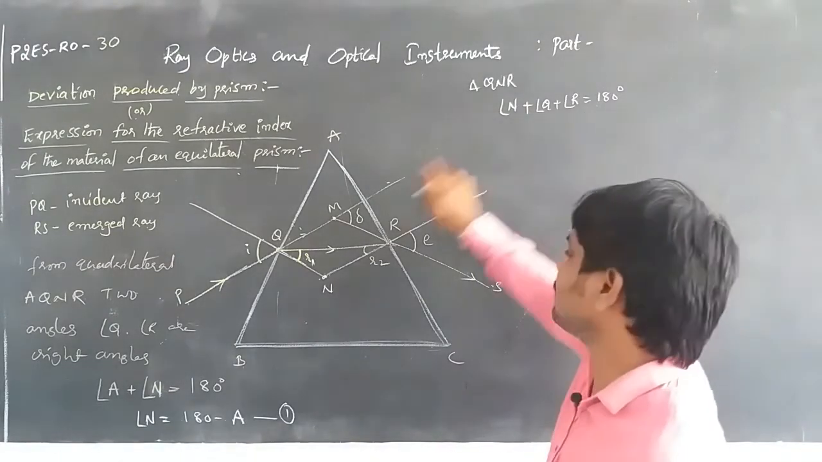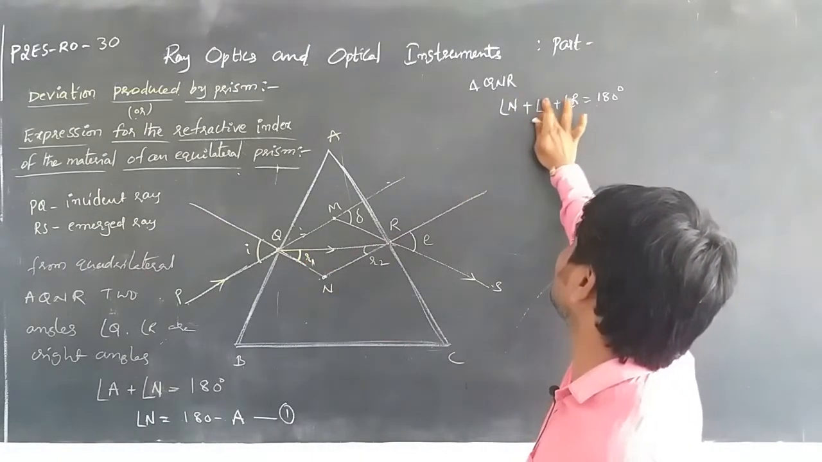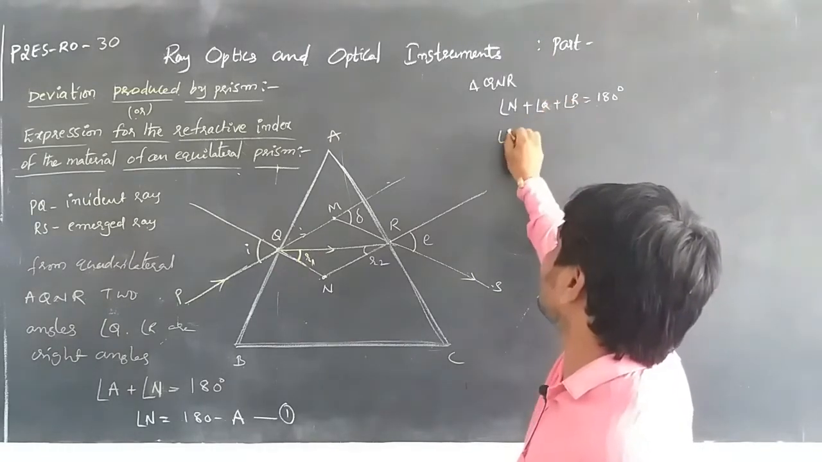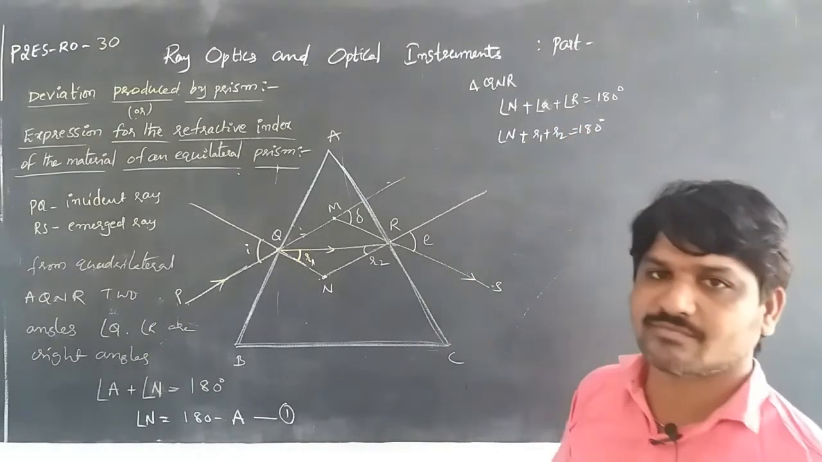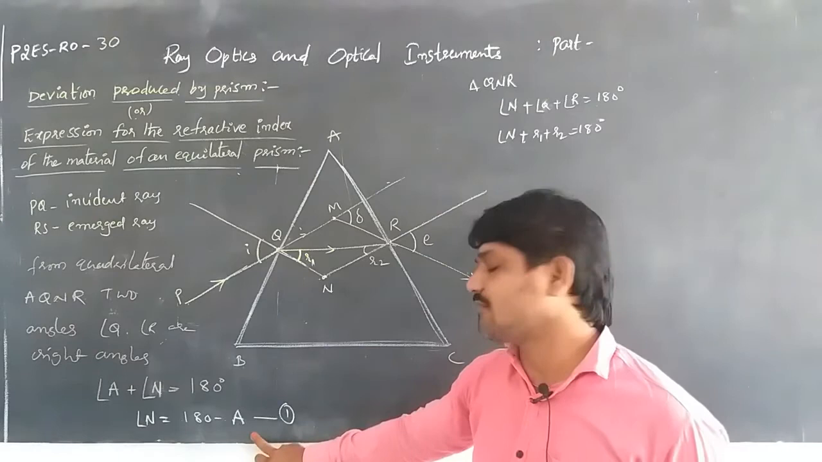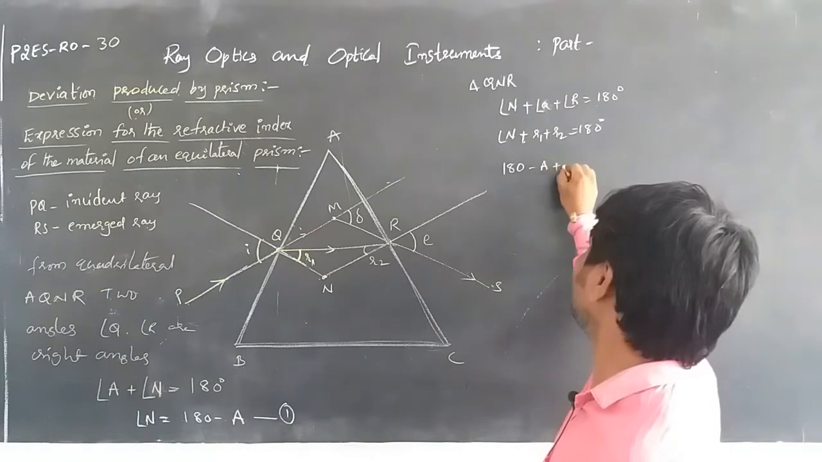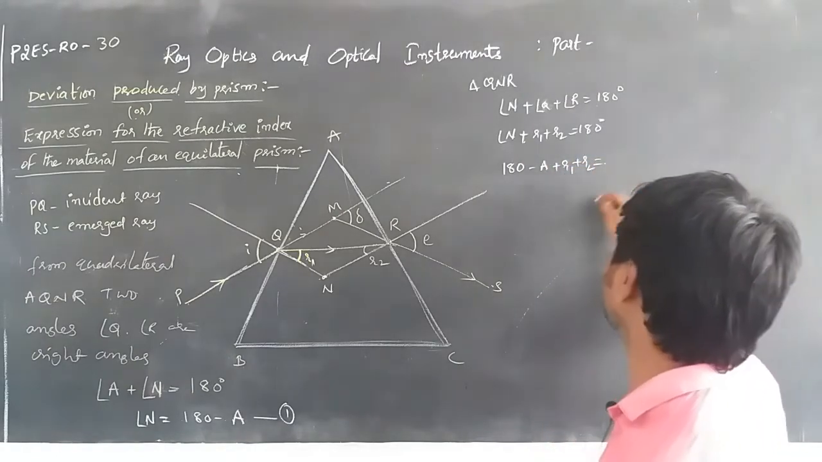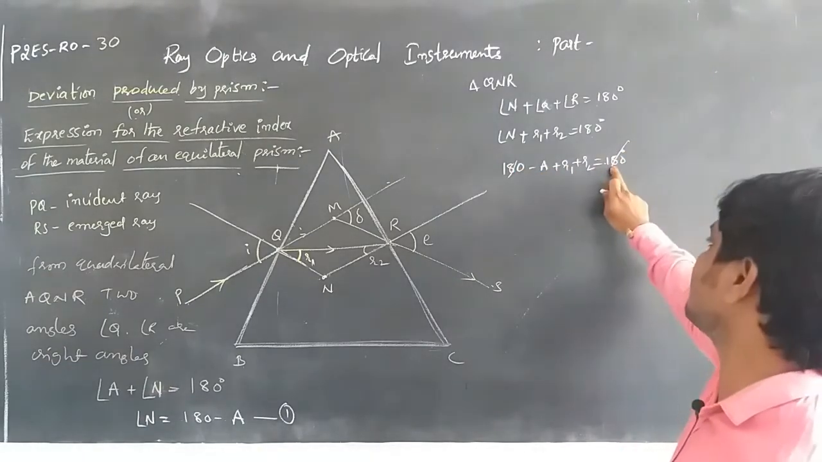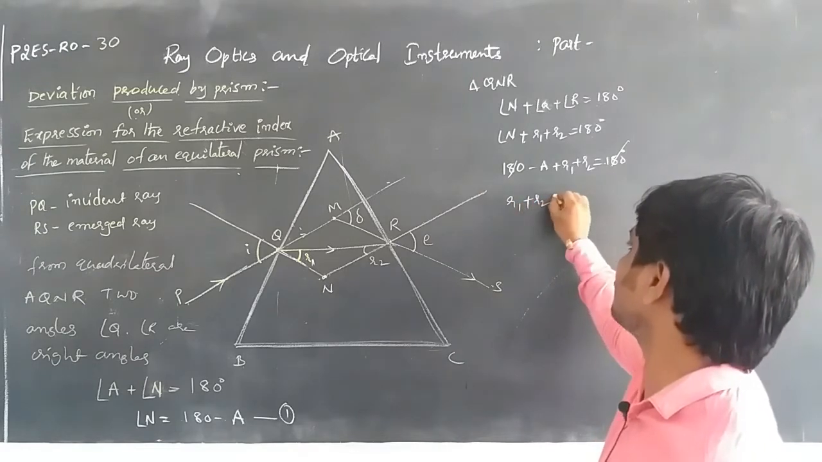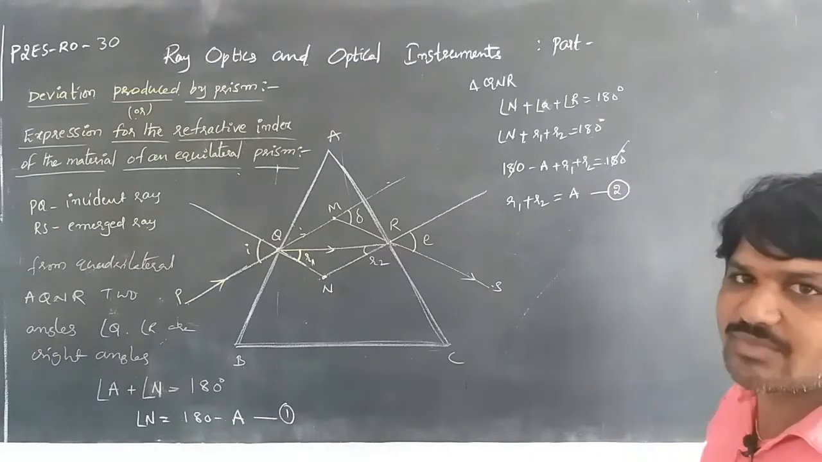But we know that angle Q is R1, so in triangle QNR we can write angle N plus R1 plus R2 is equal to 180 degrees. We know from equation number 1 that angle N is 180 minus A. So 180 minus A plus R1 plus R2 is equal to 180. The 180 gets cancelled, and taking minus A to the other side, R1 plus R2 is equal to A. Consider this equation number 2.